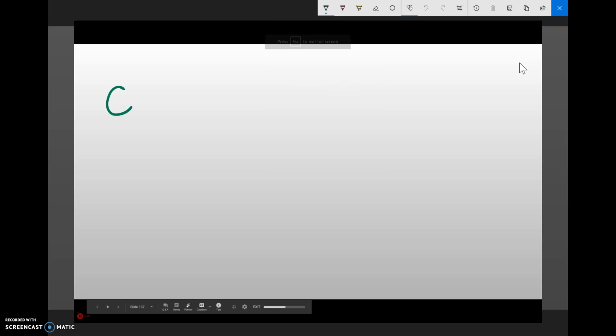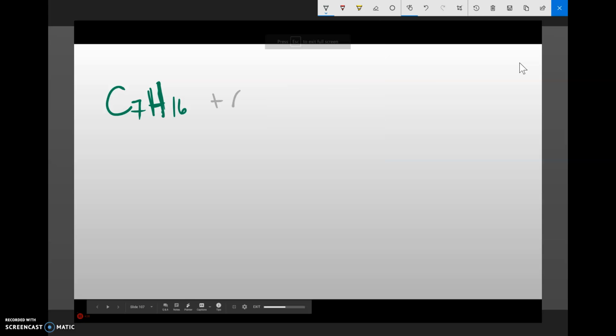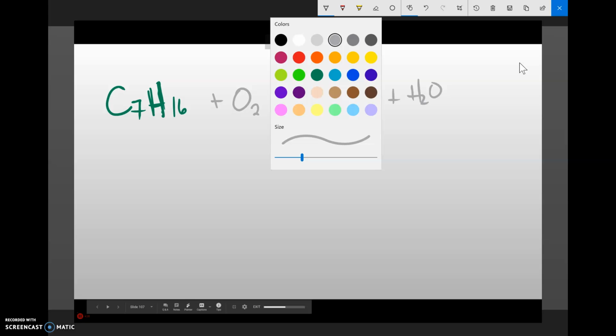Okay, let's do C7H16. This is called heptane. So let's say you see this, and that's all you see. You're going to think, oh, hydrocarbon. So you're going to add oxygen to it, and because it's a diatomic, you're going to make it an O2, and automatically your products are CO2 and water. Okay, and then from here, you're just going to balance it.